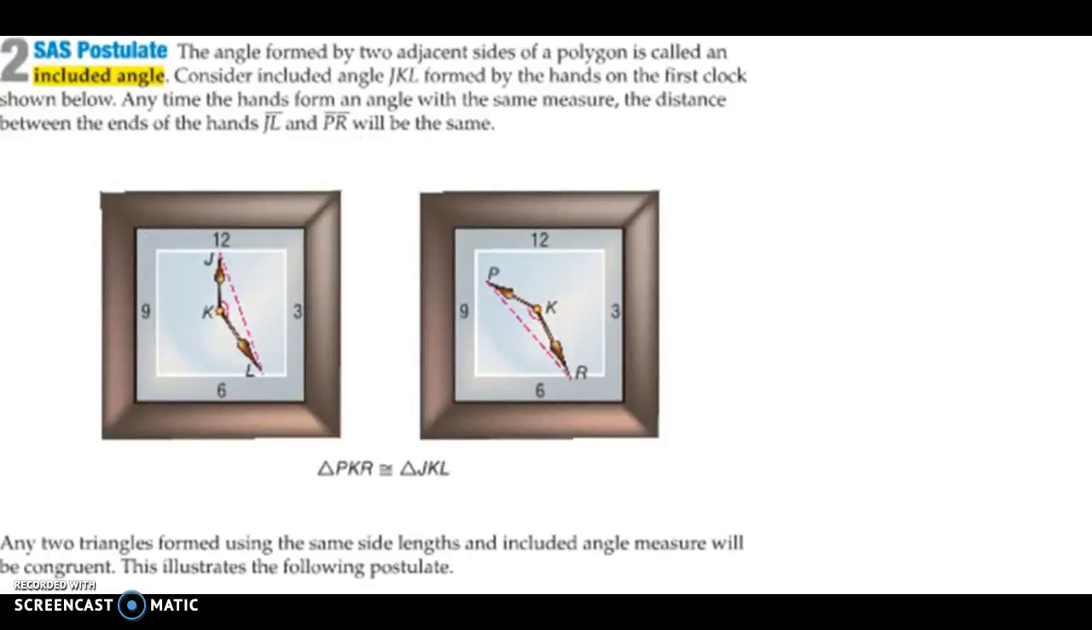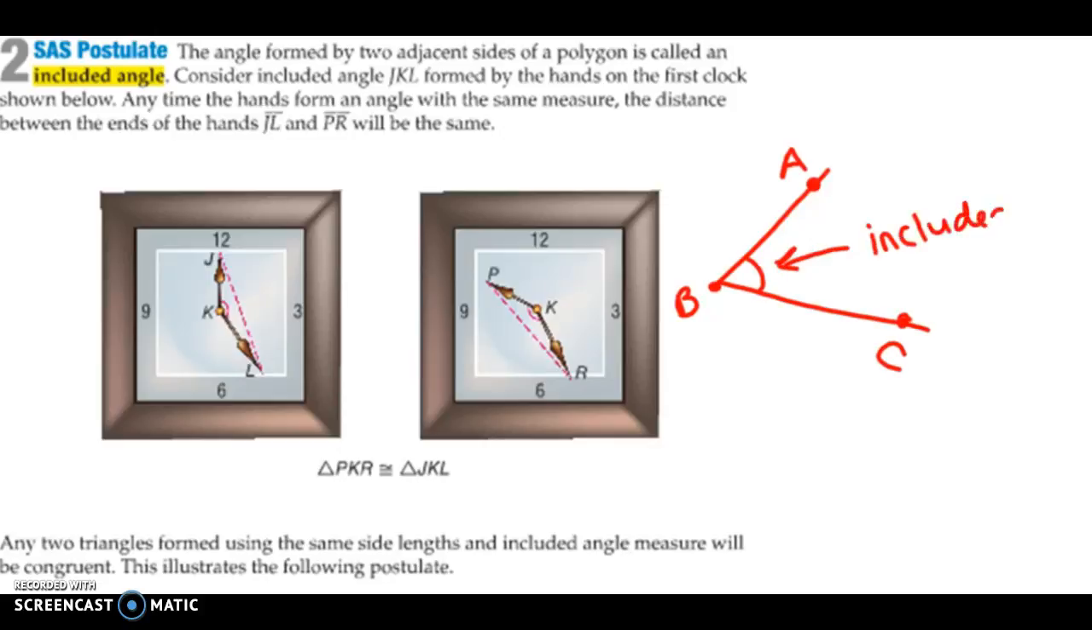All right, so vocabulary word, an included angle. What's an included angle? Well, an angle formed by two adjacent sides. Let's say I have side AB right here, and I have side BC. This angle right here is called my included angle, the angle formed by two adjacent sides of any polygon.